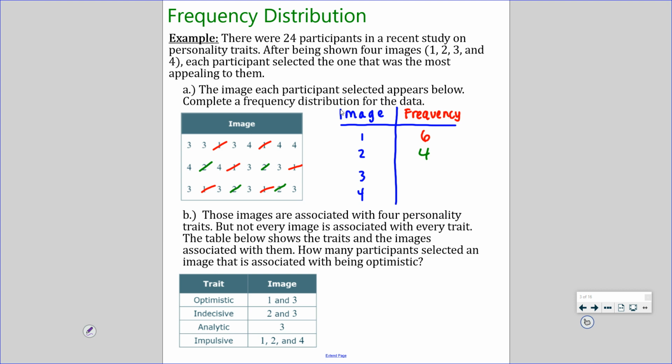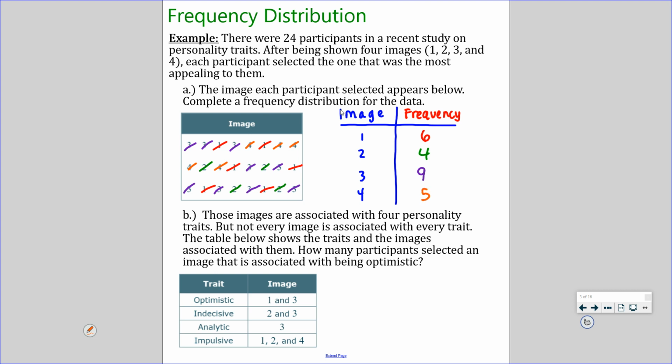Ooh, lots of people said 3. 1, 2, 3, 4, 5, 6, 7, 8, 9. Leaving me with 1, 2, 3, 4, 5 people that said 4.